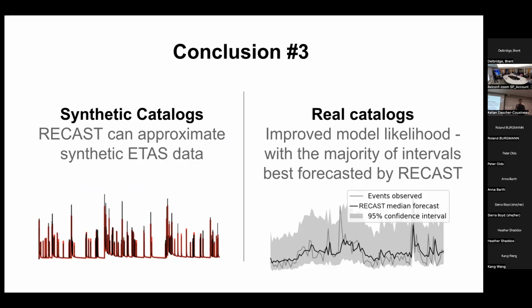So this brings me to my final conclusion of this talk, which is that on synthetic catalogs, our general purpose model that wasn't custom tuned to earthquake sequences was able to capture what we know to be true in earthquake catalogs. That's the state of the knowledge. However, on real earthquake catalogs, it seems like there's improved performance in terms of model likelihood, and also that the vast majority of forecasting intervals are better forecasted by recast.